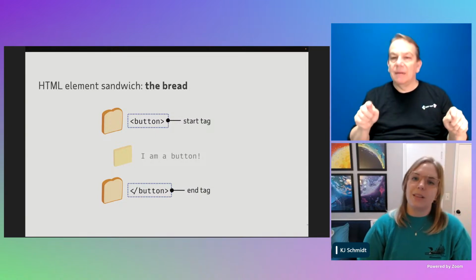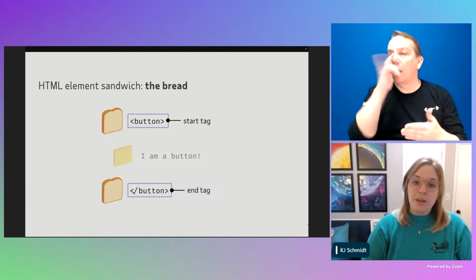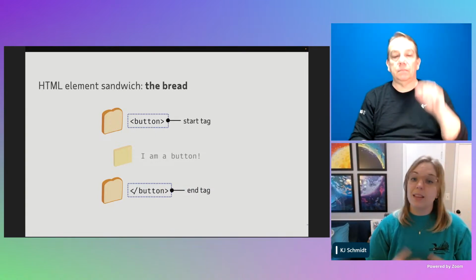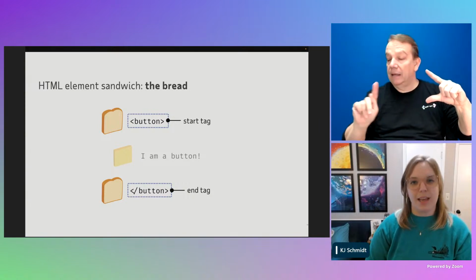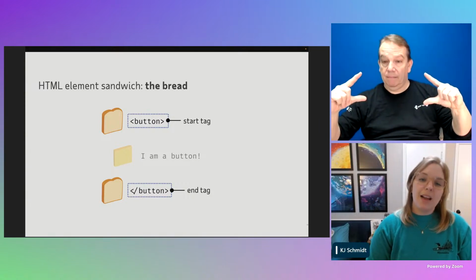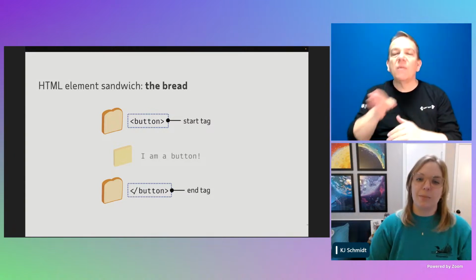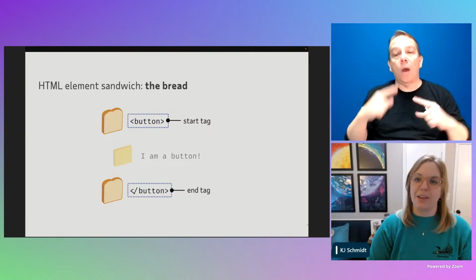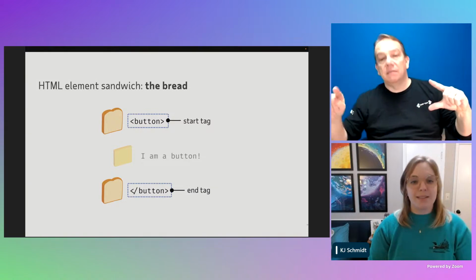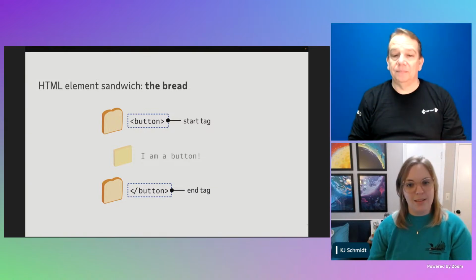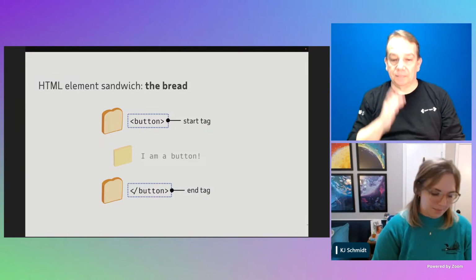The start tag is written like this. We have an opening angular bracket, the element type, which in this case is button, and then a closing angular bracket. And then our end tag is almost the same, except it has a backslash after the first angular bracket. So it reads as opening angular bracket, backslash, the word button, and then closing angular bracket.